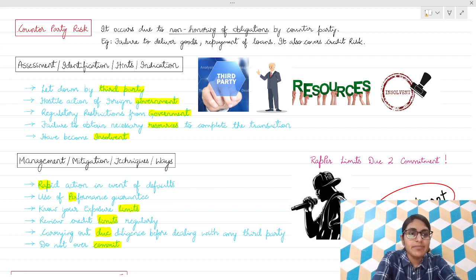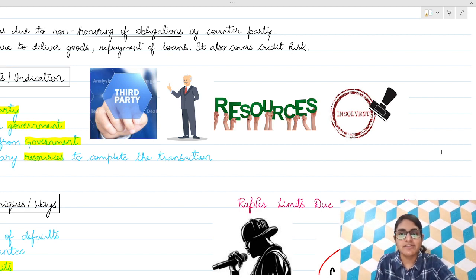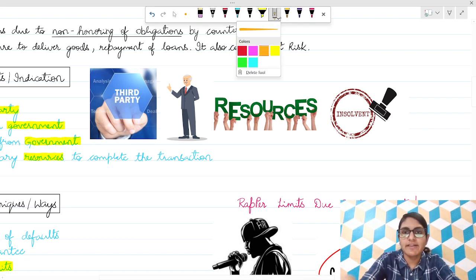Now, assessment or identification or hints or indications. Now we'll be using picture memory. Look at these pictures carefully. Third party, foreign government, resources, insolvent.